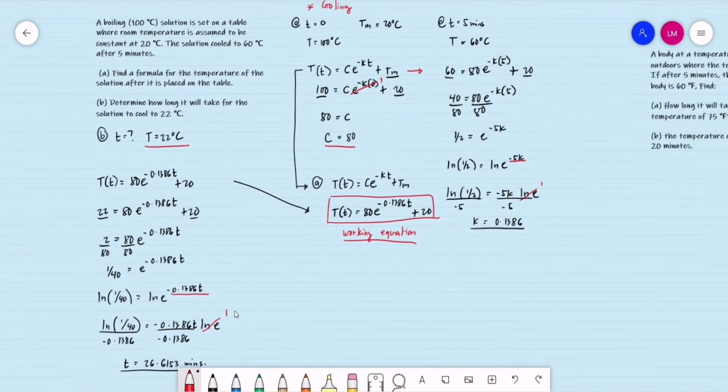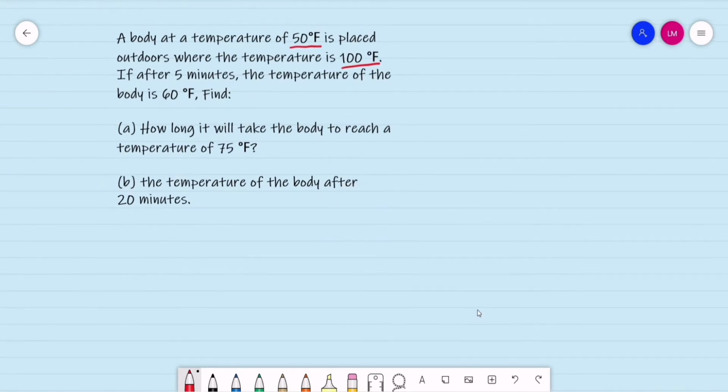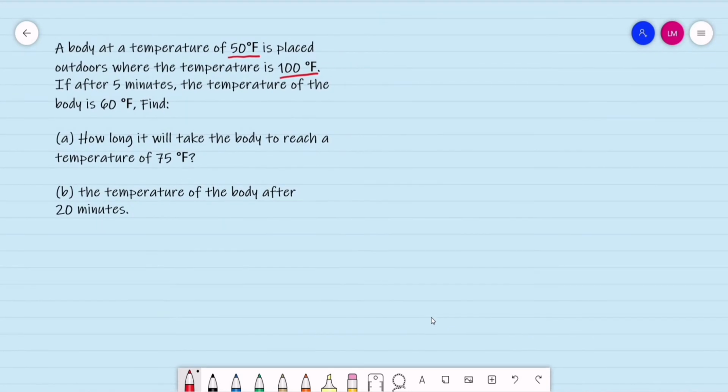Alright, so let's have another example. A body at a temperature of 50 degrees Fahrenheit is placed outdoors where the temperature is 100 degrees Fahrenheit. If after 5 minutes the temperature of the body is 60 degrees Fahrenheit, letter A, how long will it take the body to reach a temperature of 75 degrees Fahrenheit? And letter B, the temperature of the body after 20 minutes.